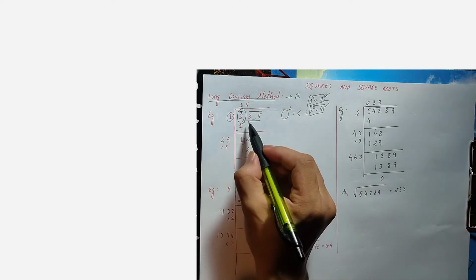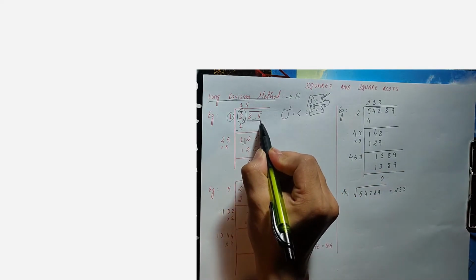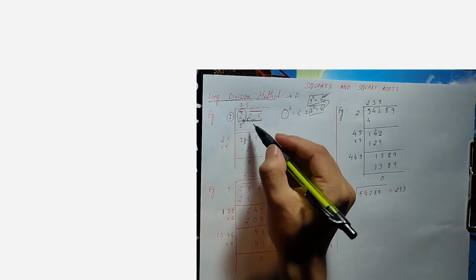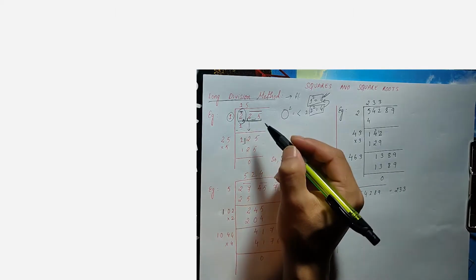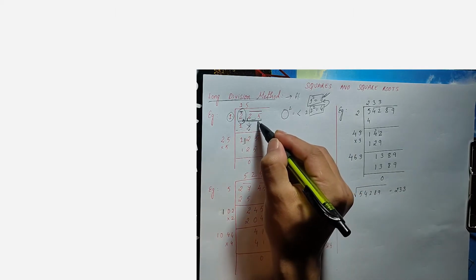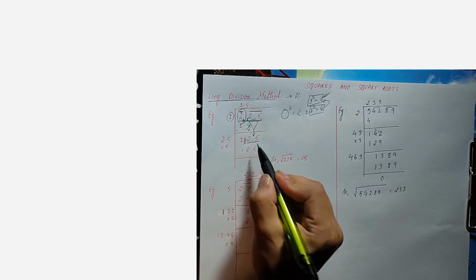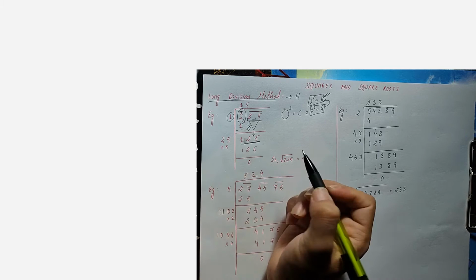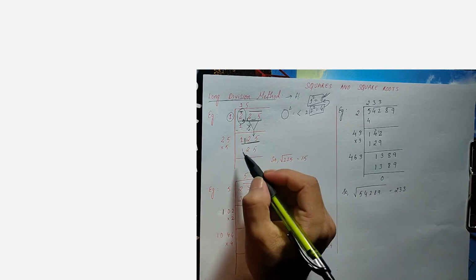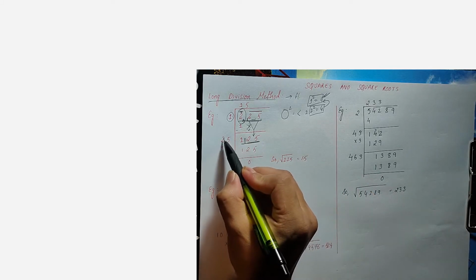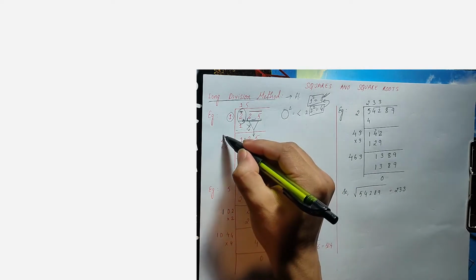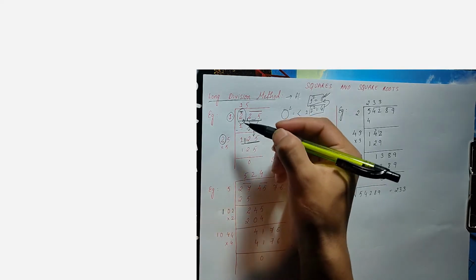In the next step we bring down the second pair, that is 25. It is not like normal division where only one number comes down, but the whole pair comes down, so it will become 125. This is the easy step. Remember this step, it is very important.